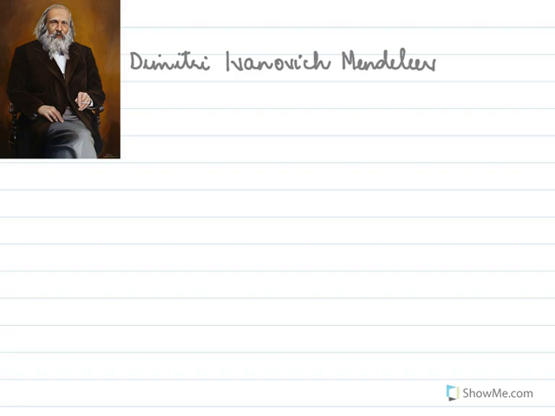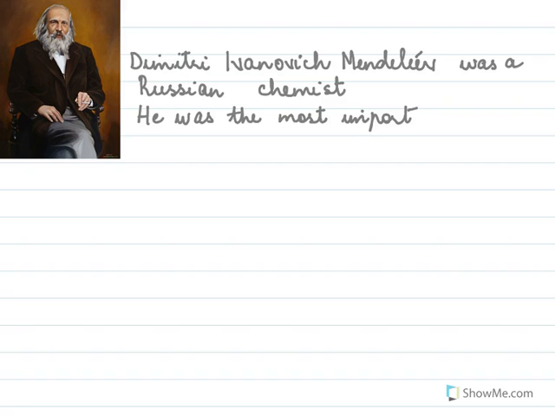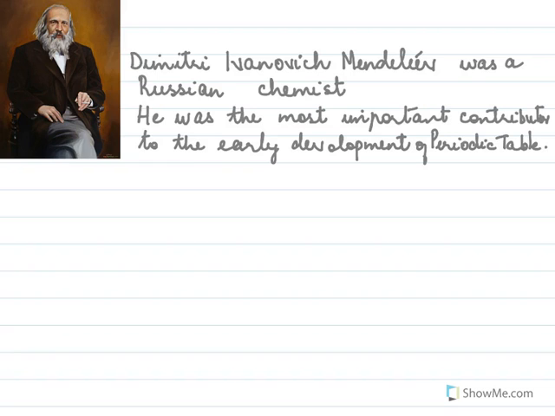Dmitri Ivanovich Mendeleev was a Russian chemist. He was the most important contributor to the early development of the periodic table. Now, when Mendeleev started his work, there were 63 elements discovered. So what Mendeleev did, he took each of these elements and combined them with oxygen and hydrogen and found the formula of its oxide and hydride.